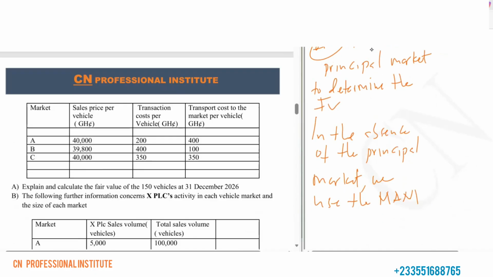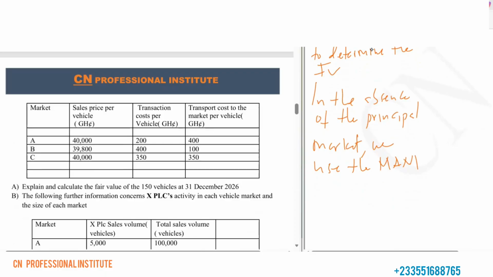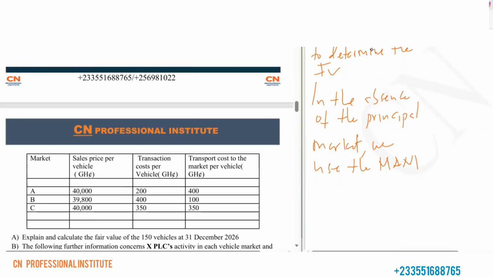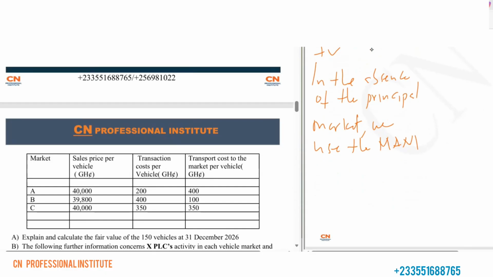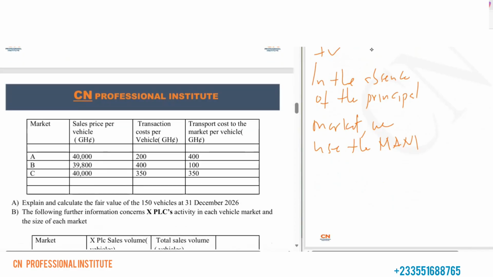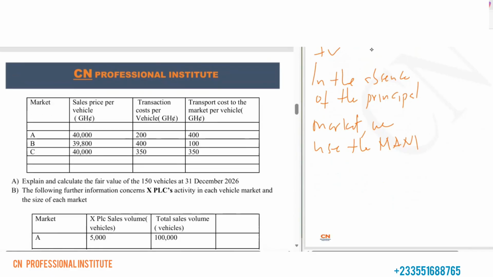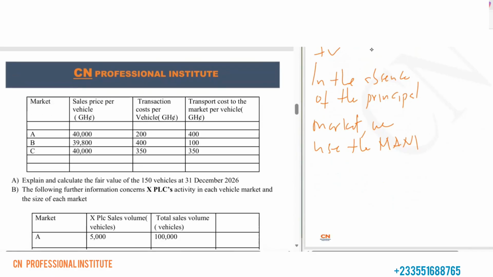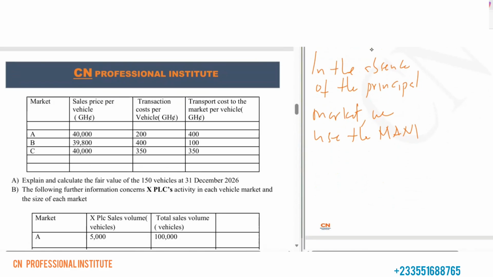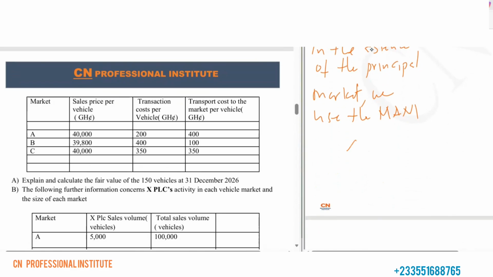So we use the principal market to determine the fair value, and in the absence of the principal market, we use the most advantageous. So in this question, there is no principal market, and therefore we use the most advantageous market. And we said the most advantageous market is the market that will maximize the amount that we are going to receive to sell the asset, or minimize the amount that we are going to pay to transfer the liability, after deducting transport and transaction costs. So let's work and see which one is the most advantageous market.